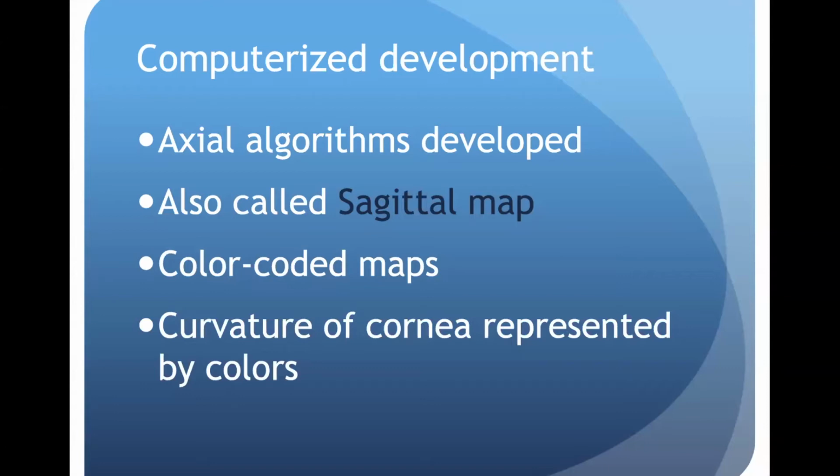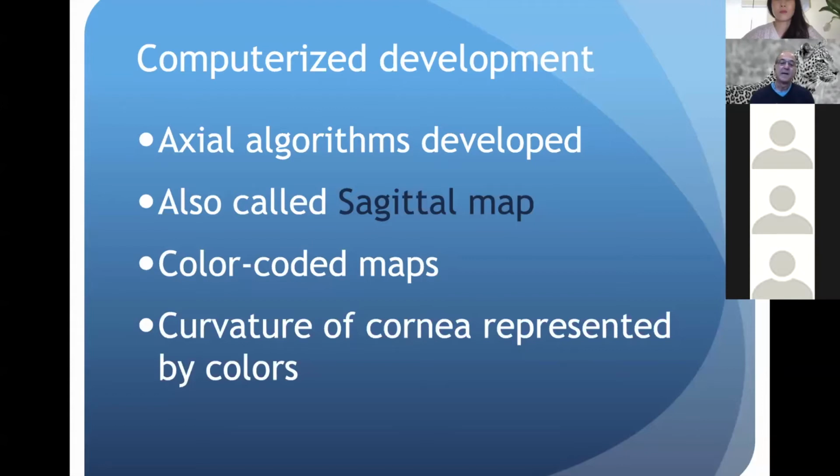So once the computer algorithms came along, the first one was what we call a sagittal map. And I'll show you some pictures of that. And what this does is it represents the curvatures of the cornea in different colors.